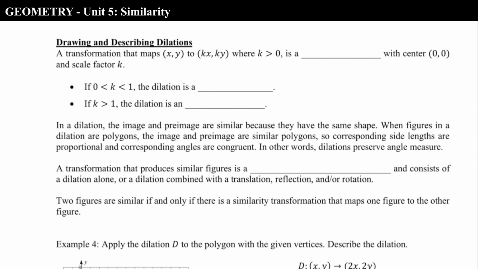The last topic for this section is drawing and describing dilations. So here we're talking about transformations. And if you remember in the last unit, we talked about rigid transformations. Those were transformations where we move the figure around, we flip it, we reflect it, we rotate it, but the object itself doesn't change. The original object and the transformed object would be congruent.